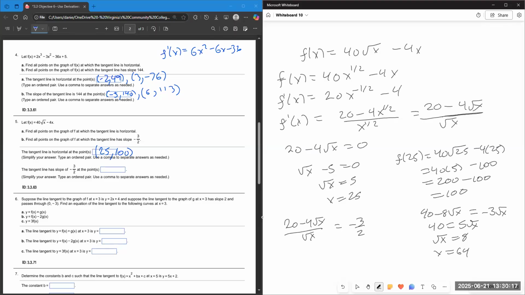So f of 64 is 40 root 64 minus 4 times 64. 40 times 8 minus 256. 320 minus 256 is 64.